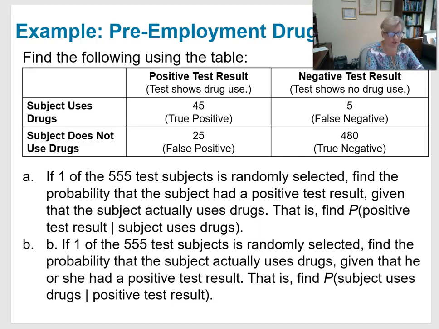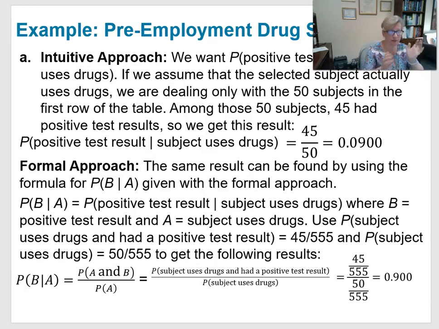If one person is randomly selected, find the probability that the subject had a positive test result given that the subject actually uses drugs. So what you want to find is the probability that you have a positive given that they do use drugs. And then they want you to, again, choose one of the 555 test subjects at random and find the probability that the subject actually uses drugs given that they had a true positive test. So two different situations, so we're going to talk about both of them. All right, so let's talk about part A first.